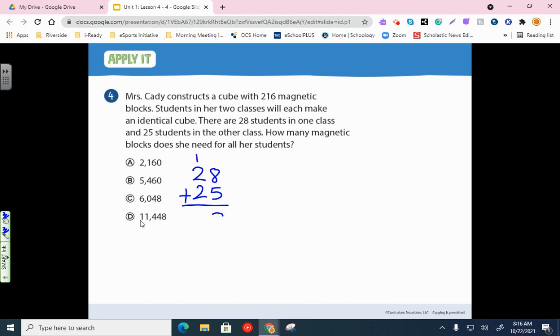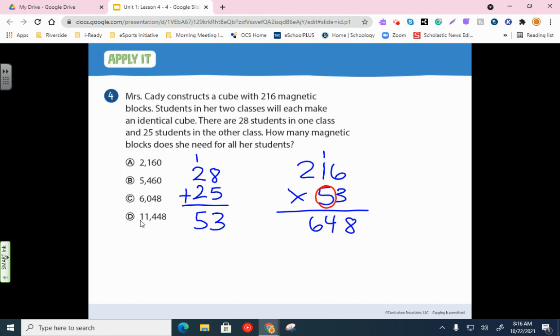8 plus 5 is 13. 2 plus 2 is 4, plus 1 is 5. So 53 total kids. Each kid needs 216 blocks to make that cube. So before she orders all this stuff, she needs to figure out how much she needs. So let's start by multiplying by the 3 in the ones place. 3 times 6 is 18. 3 times 1 is 3, plus 1 is 4. 3 times 2 is 6.